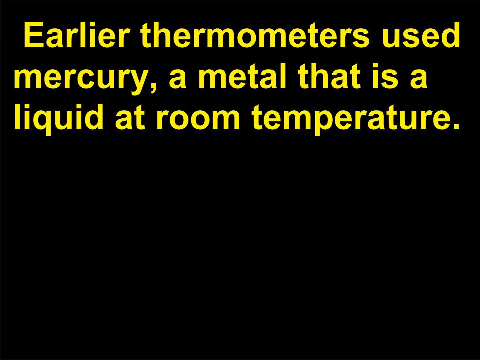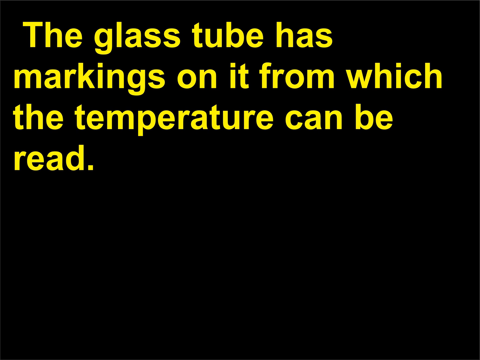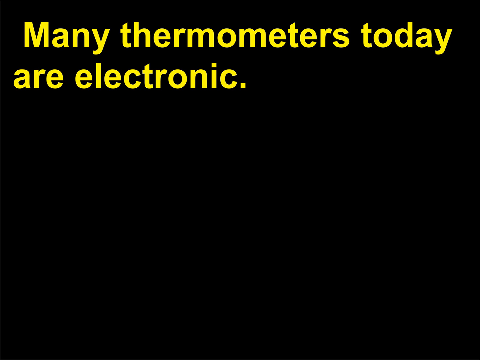Earlier thermometers used mercury, a metal that is a liquid at room temperature. Because mercury is poisonous, all thermometers sold today contain red-colored alcohol. The glass tube has markings on it from which the temperature can be read. Many thermometers today are electronic.